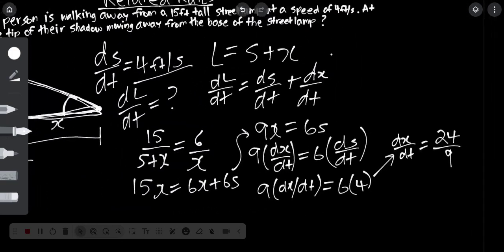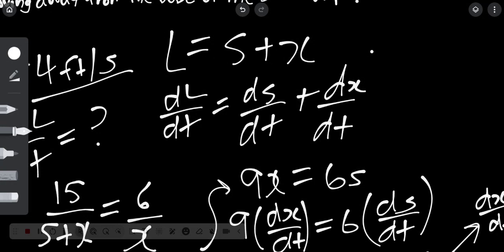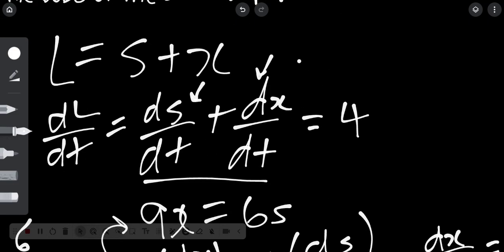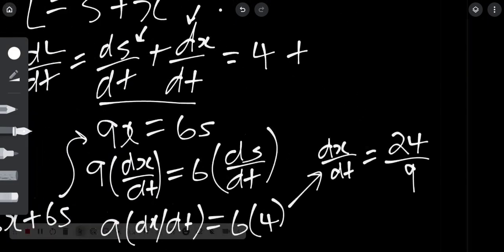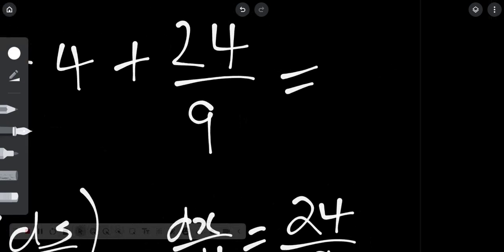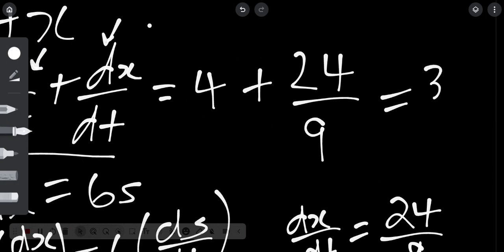Is that what we're trying to find? No, we're trying to find dL/dt. But what do we know about this relationship right here? We know dx/dt, and we know ds/dt as well. So all we have to do is plug in. ds/dt is 4, plus dx/dt is 24 over 9. And we can combine these fractions by setting a common denominator of 9. So it'd be 36 plus 24 over 9.